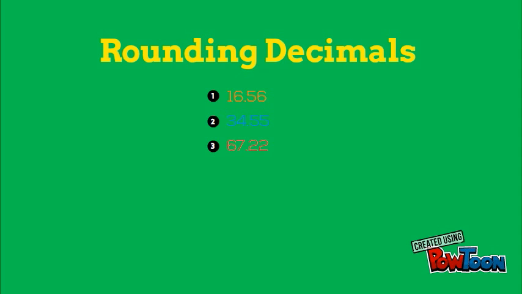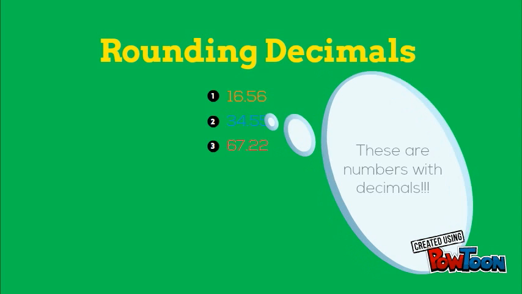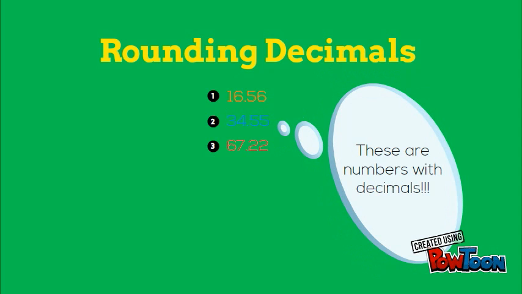Rounding decimals. Let's take a look at a few numbers. The first number is 16.56, the second number is 34.55, the third number is 67.22. All three of these numbers go up to the place value of the hundredths place.